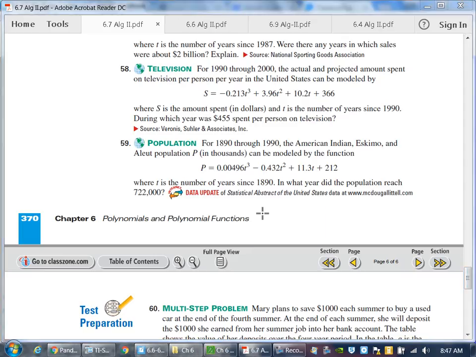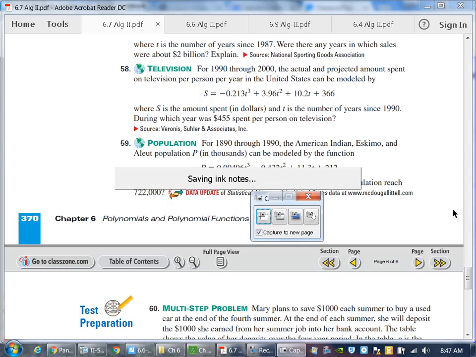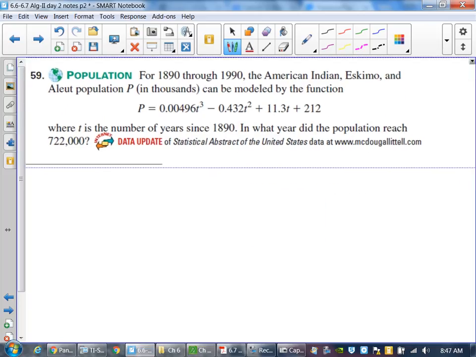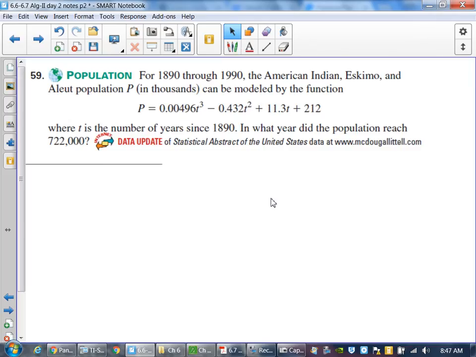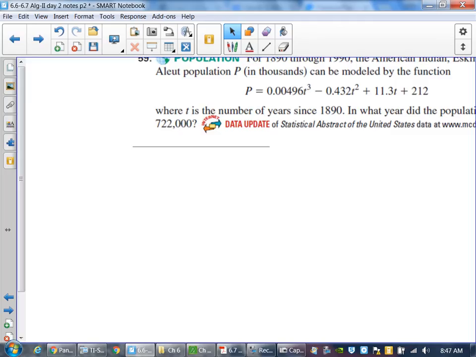Population. From 1890 to 1990, the American Indian, Eskimo, and Aleut population can be modeled by the function, blah, blah, blah. Where T is the number of years since 1890, what year did the population reach 722,000? So again, we go to our handy dandy trusty calculator, and which button is that?